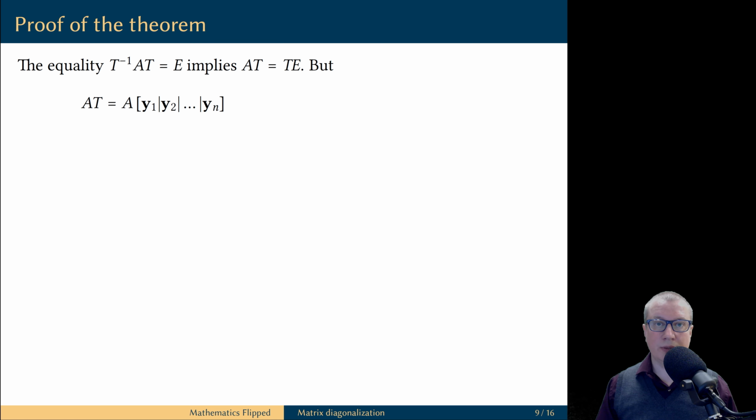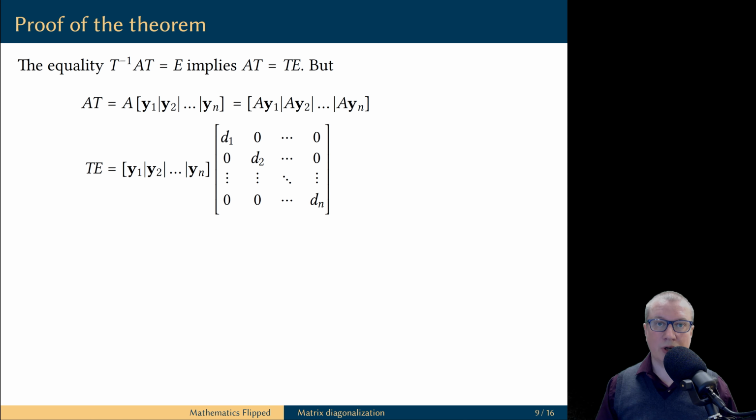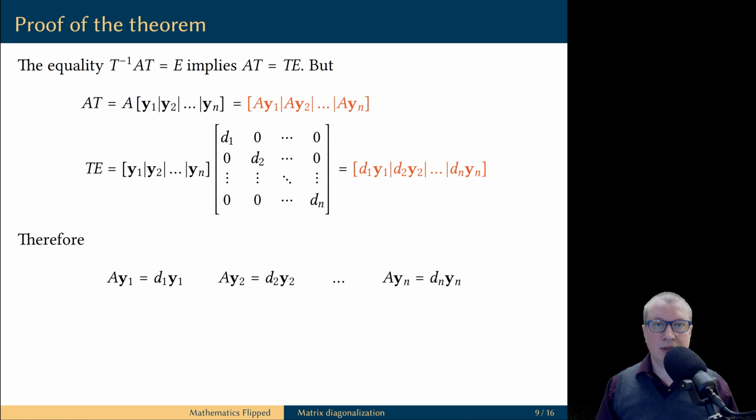Let's compute the product A times T. We represent the matrix T using its columns. Then we use the definition of the matrix multiplication in terms of the matrix vector product. And for the product T times E, we notice that it is easy to multiply by the diagonal matrix. So we know that A times T is equal to T times E. Therefore, the orange matrices are equal to each other. In particular, they have identical columns.